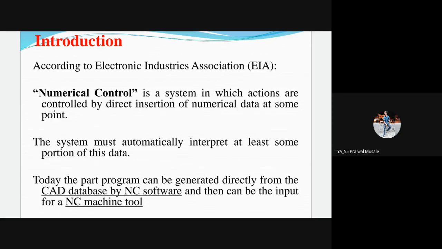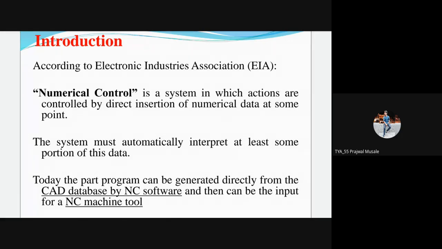Suppose you might have visited an industry with CNC machines. Last semester we visited HG Gear in Tembhurni also. Different CNC machines and different VMC machines we studied there. Different automatic machines are there, and a worker is also present.